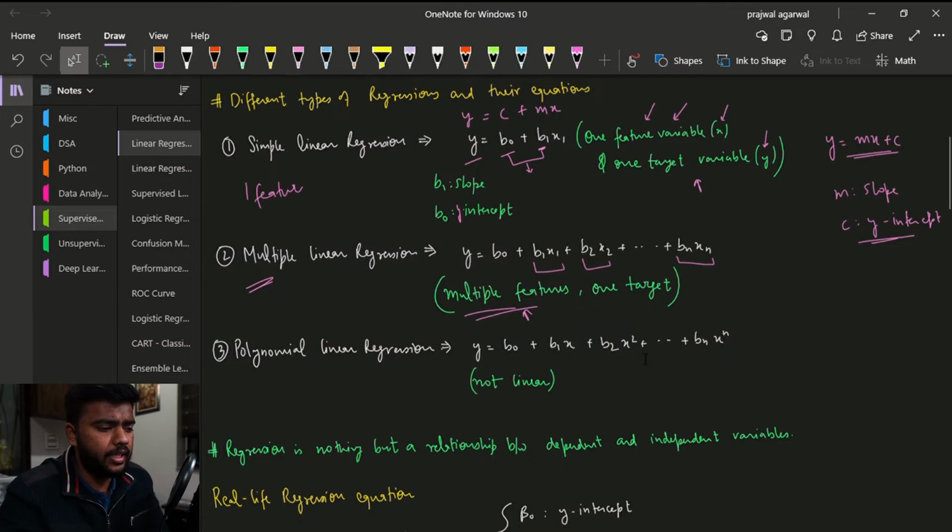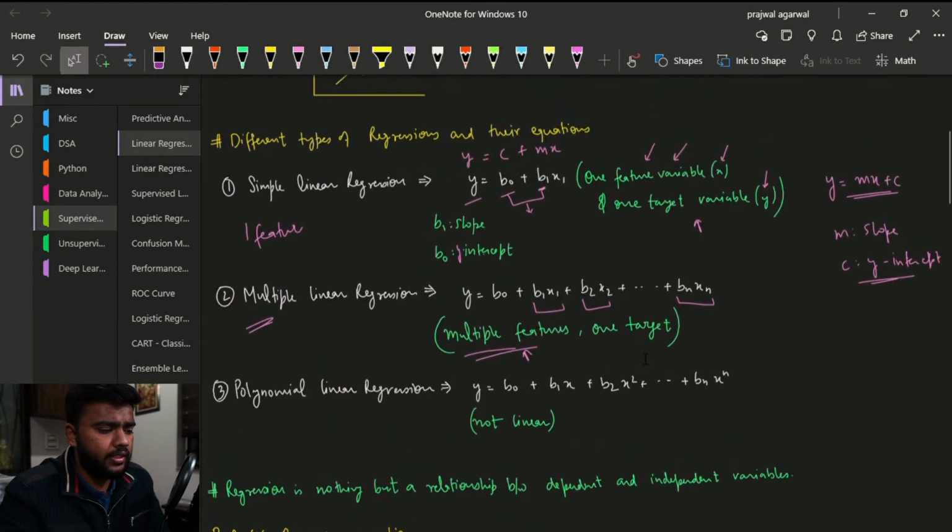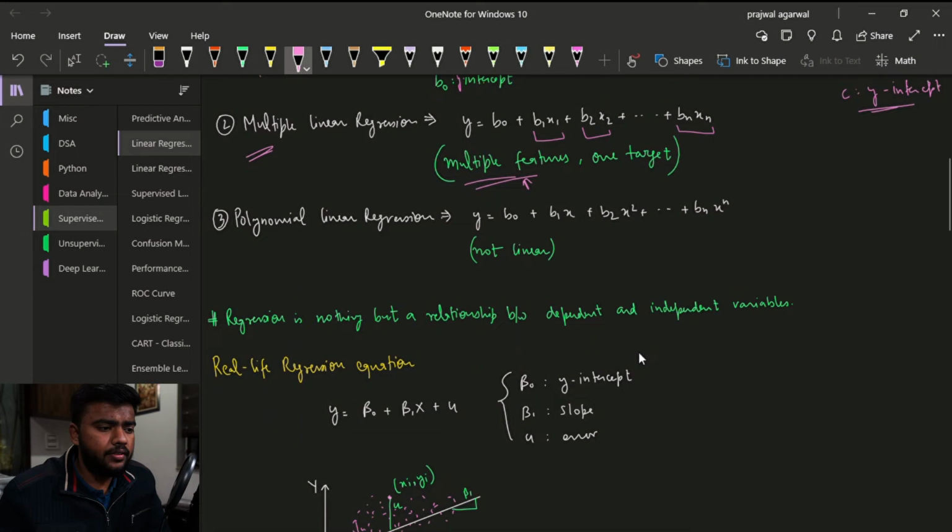The third type of linear regression we have is polynomial, where we are not talking about different features, but about the different powers we have on the features. So you can see there is b0 where there is no feature, then we have linear, then quadratic, and as we go on we have n terms, up to the power of n. So this particular regression model is not linear, as is very clear.